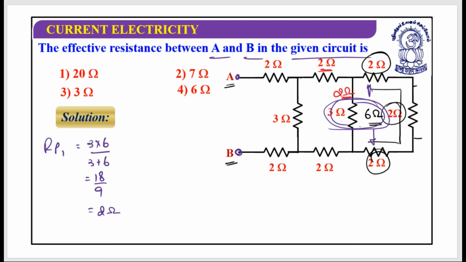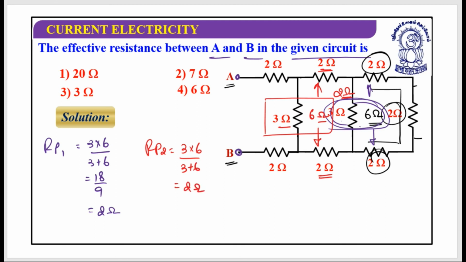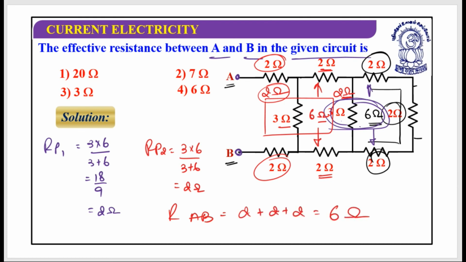So this is 2 ohm, this is 2 ohm, this is 2 ohm, and this is again 6 ohm here, which is in parallel with the 3 ohm. If I calculate again, it's 3 into 6 divided by 3 plus 6, again 2 ohm. So this is 2 ohm, 2 ohm, 2 ohm, 2 ohm. If I calculate, R_AB is 2 plus 2 plus 2, which is 6 ohm. That's it. The answer has been found.